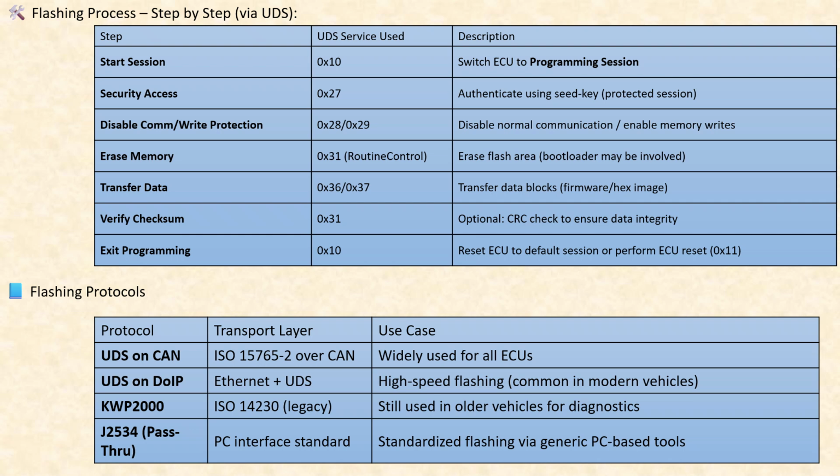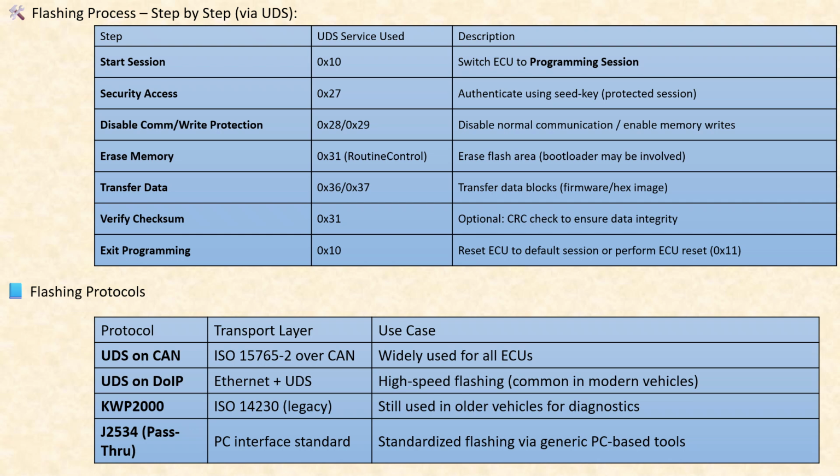Now let's see the flashing process step by step via UDS. All right. The first step is start session, and the UDS service is 0x10. Here you switch the ECU to programming session. Okay, in this session only, the software can be flashed. So first you start the 0x10 session. Next you enter the security access by using 0x27. You authenticate using the seed key. Now, what is meant by seed key I already explained in the previous lessons. Next, you disable communication and write protection.